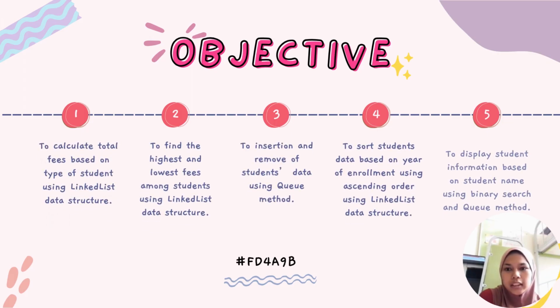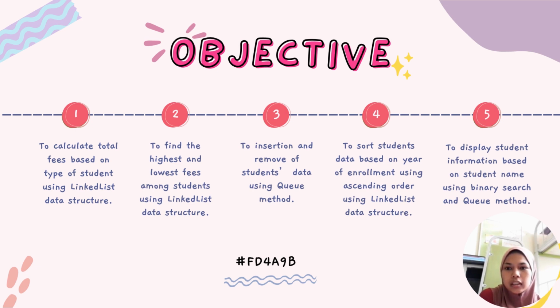Next, for the objectives. First, to calculate total fees based on type of student, which is local or international, using linked list data structure. Second, to find the highest and lowest fee among students using linked list data structure. So through this system, Children College can know the fees which are highest and lowest among their students.